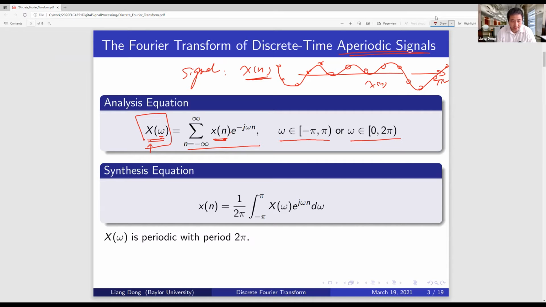On the other hand, the synthesis equation is the inverse Fourier transform. We take this frequency domain signal, capital X, and because it's a continuous value, we need to do an integration. So integrate over one period of 2 pi. You can integrate from 0 to 2 pi or from negative pi to pi, X(omega) times e to the power j omega n, d omega, and divide by its period of 2 pi. Then we can recover the original time domain signal x[n].